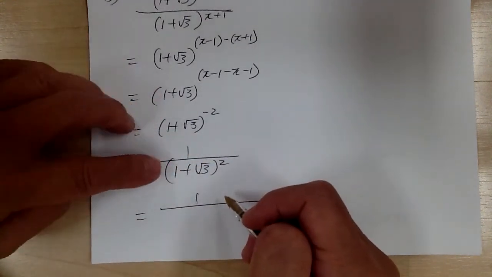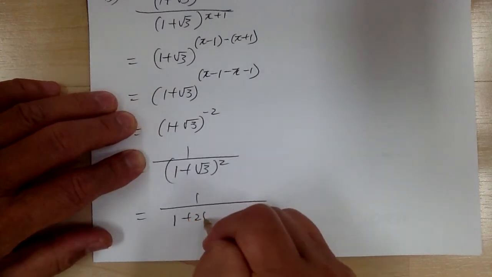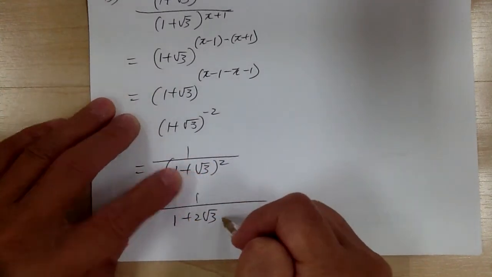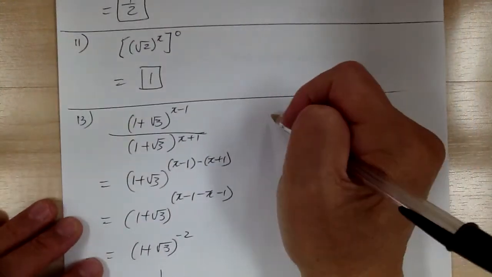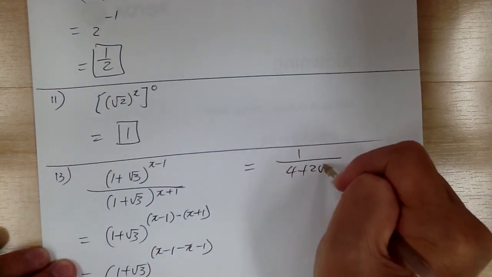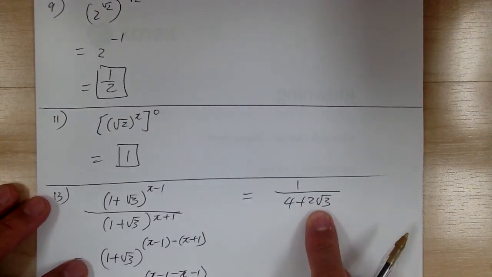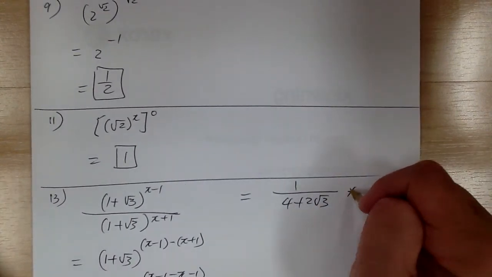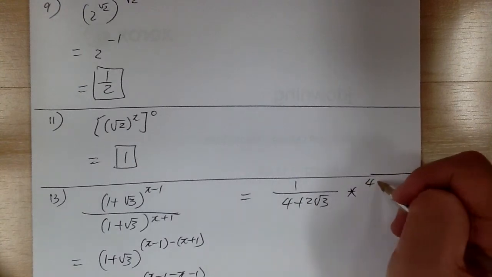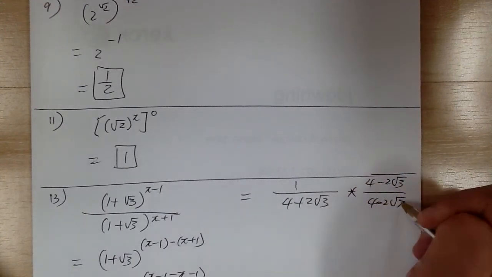To square that, you square this, you get 1. The middle term, you multiply all this together. And the last term, you square that. So this will equal 1 over 4 plus 2 square root of 3. Now to simplify this, you need to multiply by the conjugate. So let's multiply by 4 minus 2 square root of 3 on top and bottom.